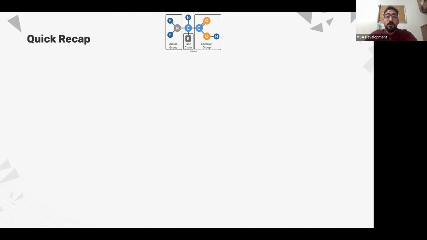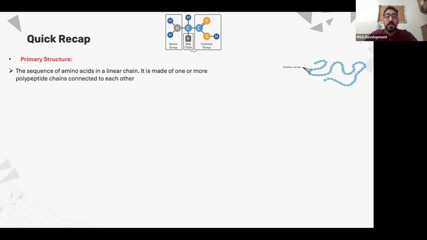Now, let's get started with the different types of protein structure. It's like a sequence from the primary structure of a protein to the quaternary structure of a protein. A primary structure is a group of amino acids that are connected to each other to form a polypeptide chain. This polypeptide chain is presented in a linear fashion. So it's a sequence of amino acids in a linear chain, which is made up of one polypeptide chain or more than one polypeptide chain, but they are connected to each other and can be seen in a linear fashion, as we can see over here.